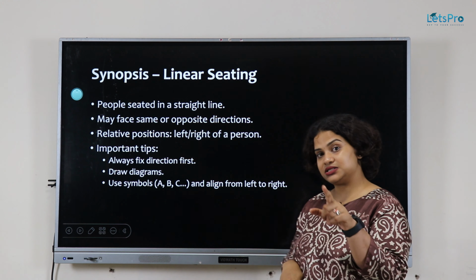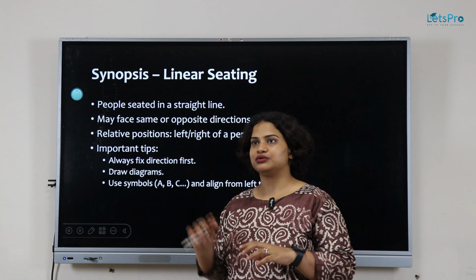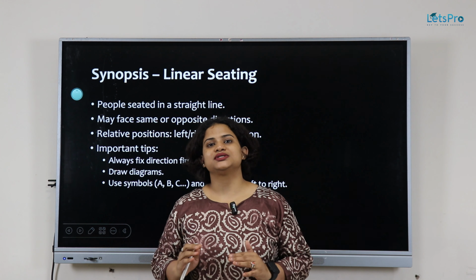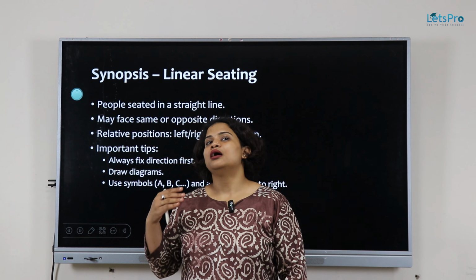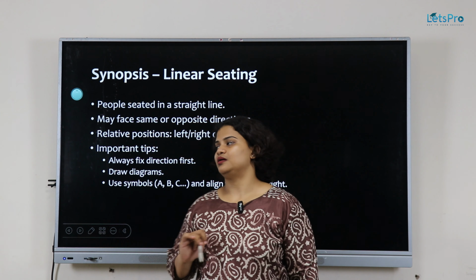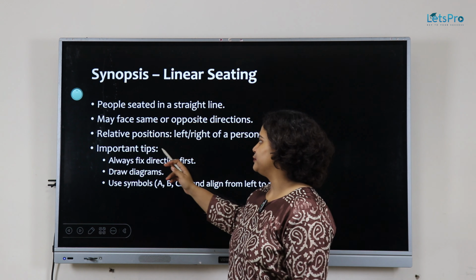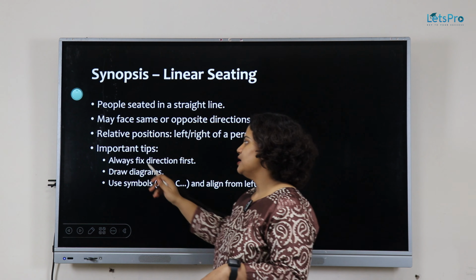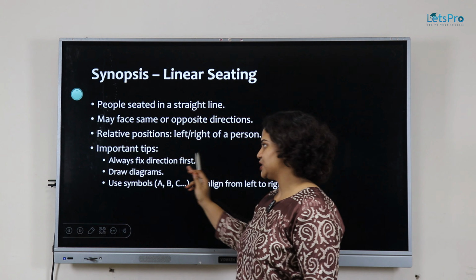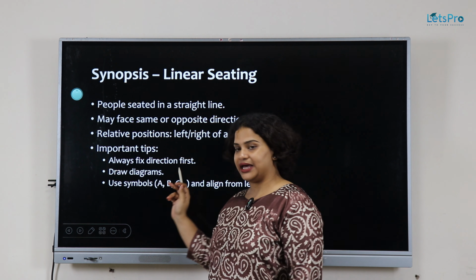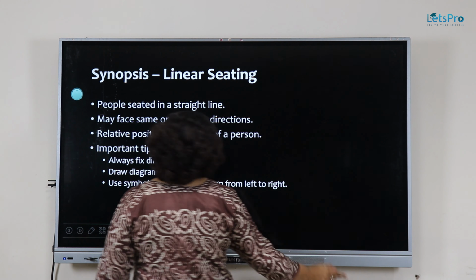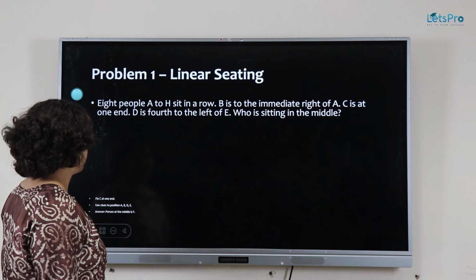Now there is a lot of ambiguity when it comes to these types of seating arrangements, but make sure that you deduce as much as possible so that very little ambiguity is created. Relative positions, the left or right of a person, are always given in the question. What are the tips? Always fix directions first, right? Draw diagrams, use symbols if required. All right, let's quickly get into our first problem.